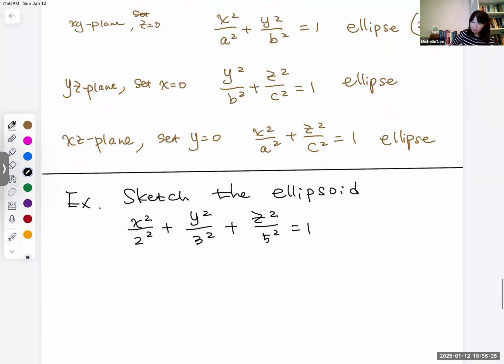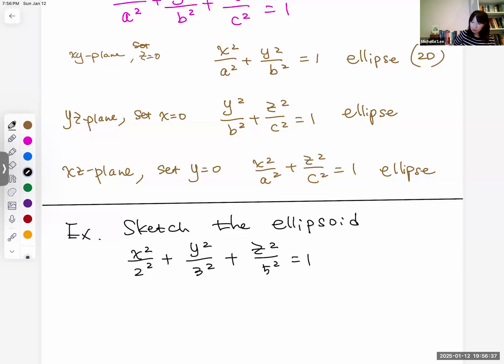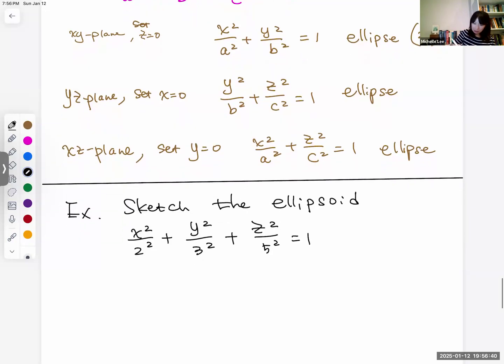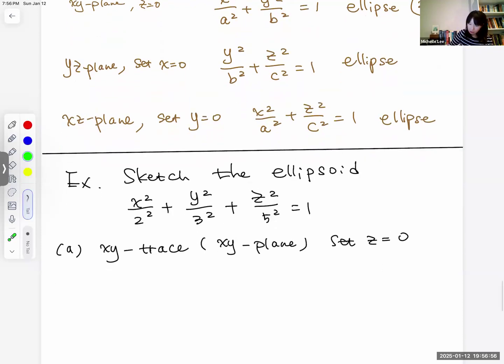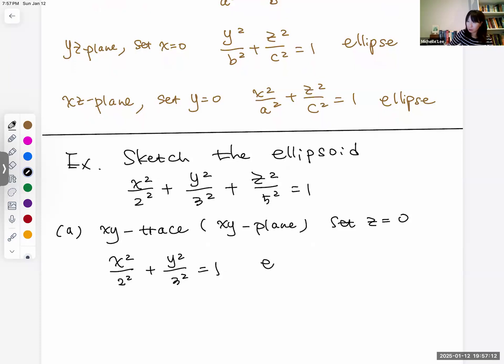Okay. The first one, xy plane. Let's follow that, right? XY trace, so same as the XY plane. Then we set z equal to 0, right? Then this is 0, and we get x squared over 2 squared plus y squared over 3 squared equal to 1. That is the ellipse we talked about earlier, right?